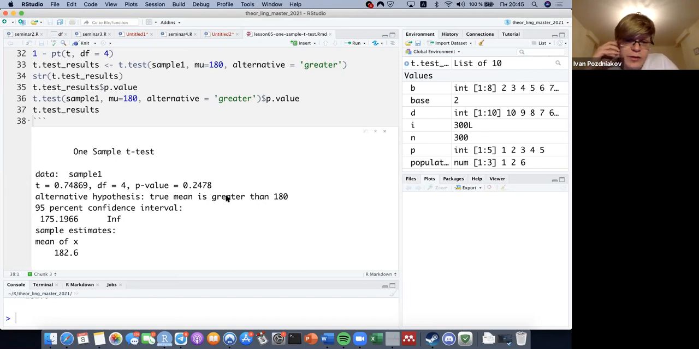So what a p-value should be here so we can reject null hypothesis? Yes, like the very simple answer is that if p-value is less than 0.05. But do you remember why 0.05? I mean, I'm not sure that you discussed it with Ilya, but why we have this threshold? Any ideas? Any ideas? Come on.